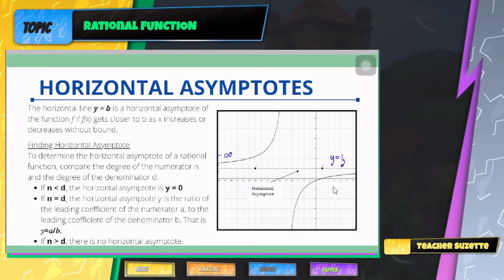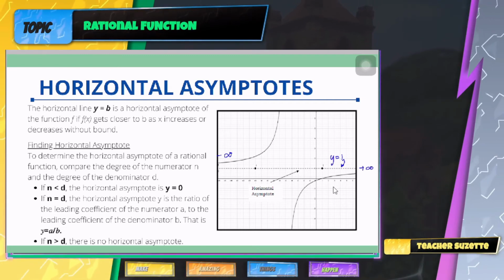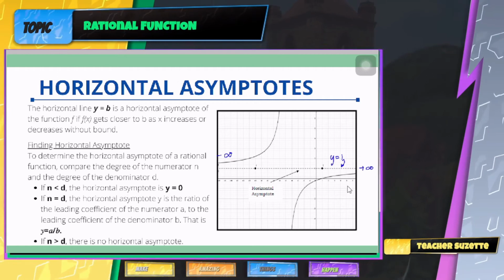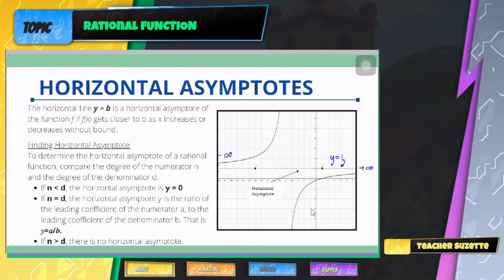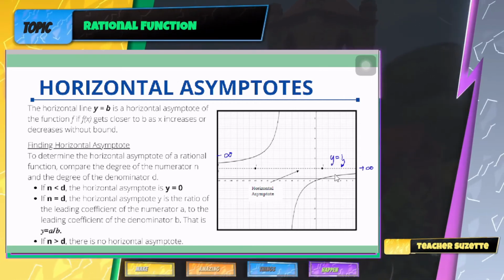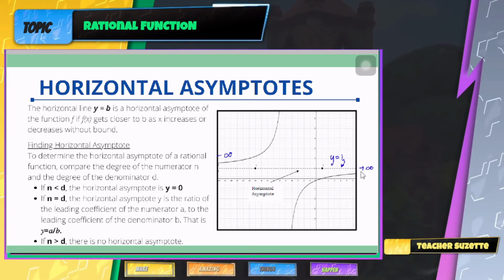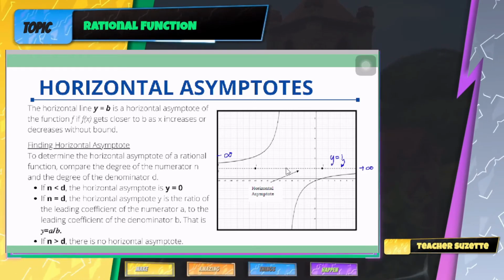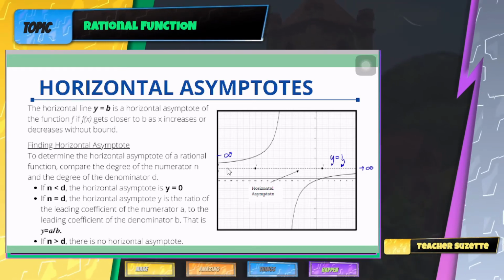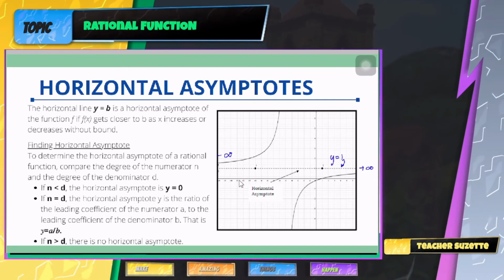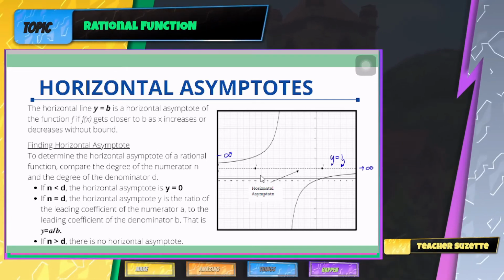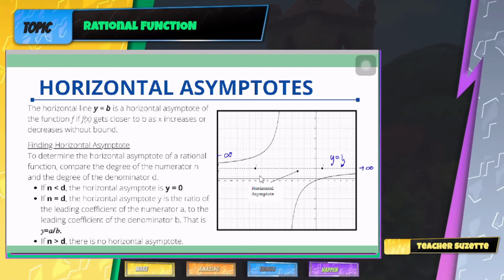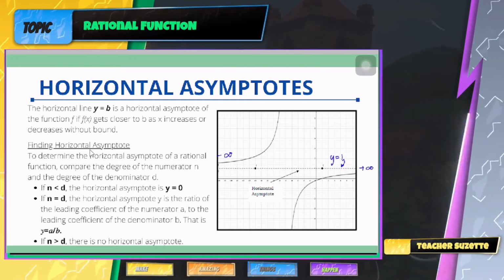As your x approaches positive infinity, mapapansin mo from negative papuntang positive infinity, as it increases without bound, you can observe that it gets closer to your y is equal to 1. So, this line na nag-limit or nagiging parang restriction ng iyong graph is what you call the horizontal line, y is equal to b. So, how to find the horizontal line?